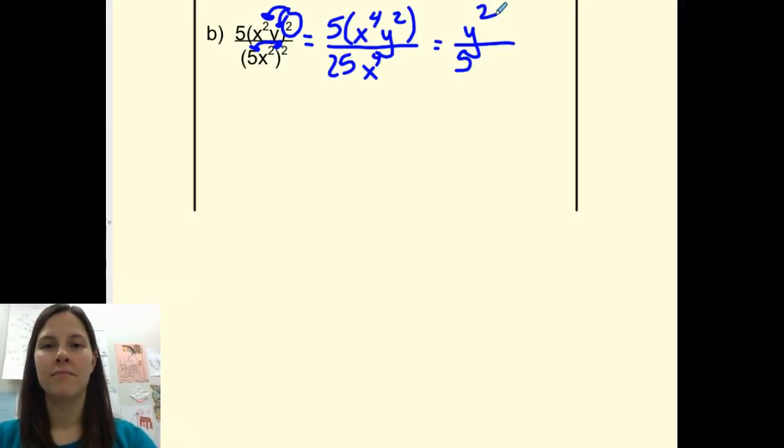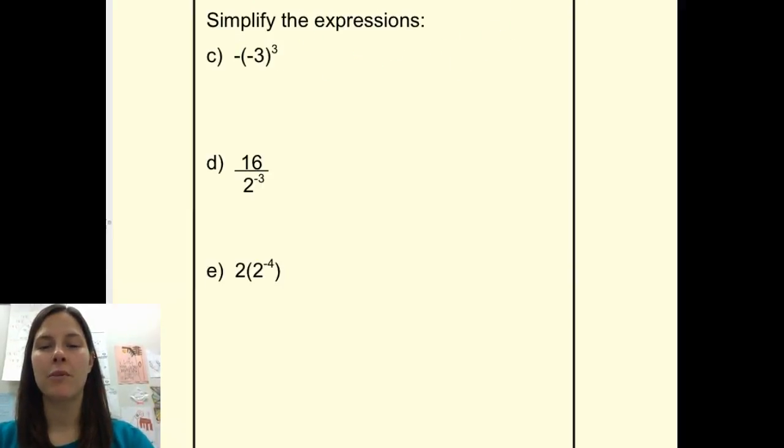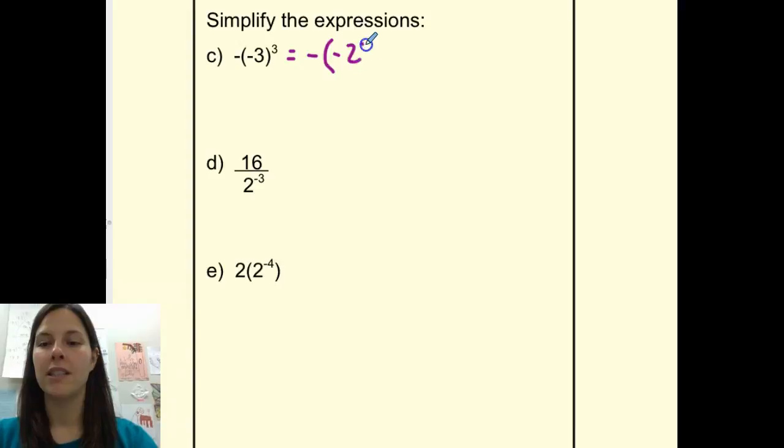Now we're going to look at some properties of exponents with numeric bases. Make sure you're following order of operations. That negative on the outside will stay there. That means multiplication by -1. So we will cube our -3 first and then multiply by the -1. -3 times -3 is 9, times -3 is -27, and the opposite of -27 is +27.